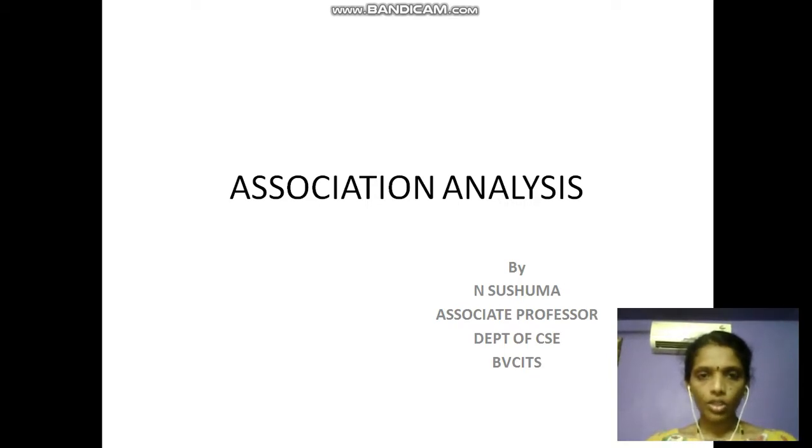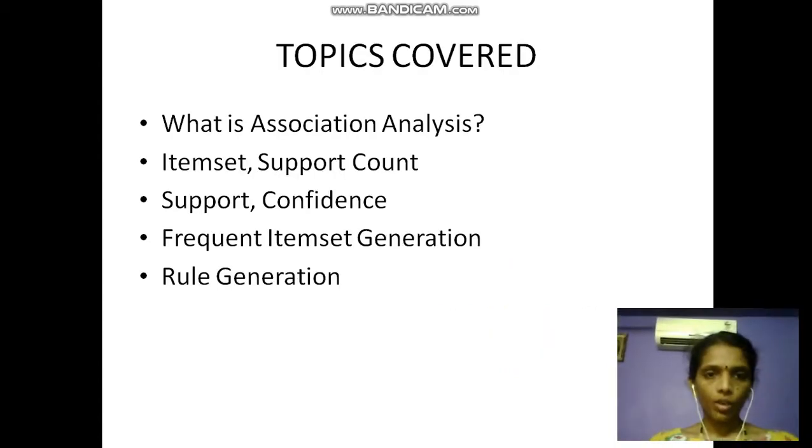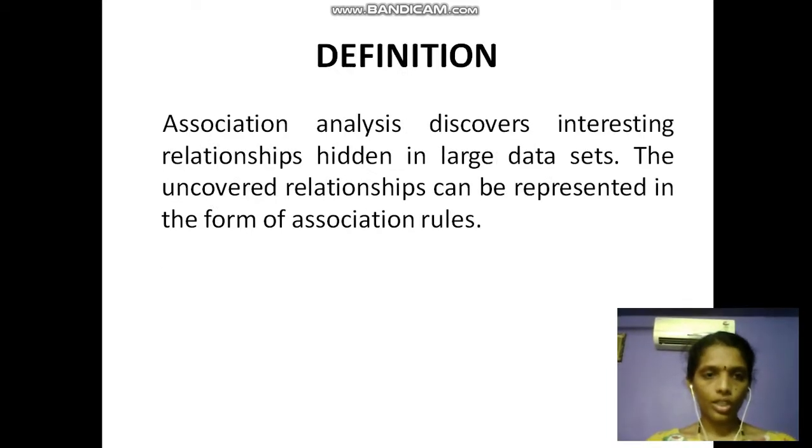Today we are going to discuss association analysis. The topics that we are going to cover here are: what is association analysis, that is the definition of association analysis, item set, support count, the difference between support and confidence, frequent item set generation, and the main concept that we are going to discuss here is rule generation.